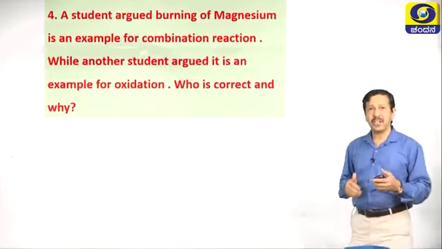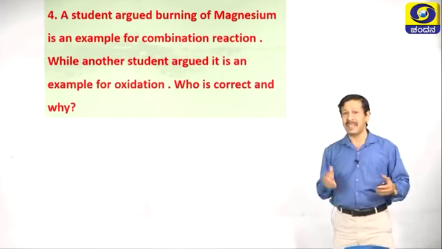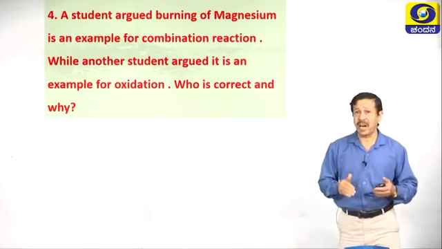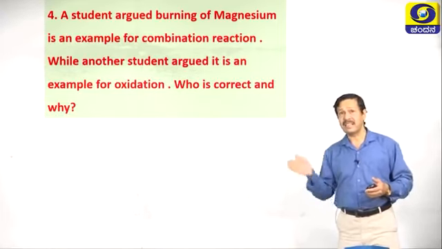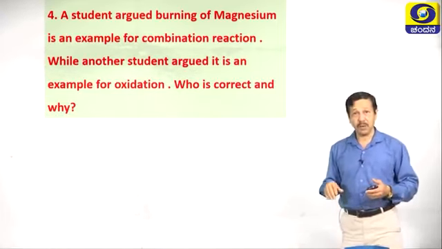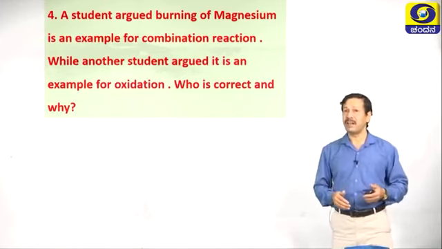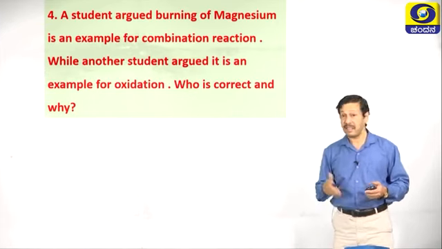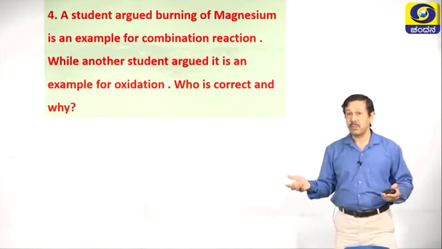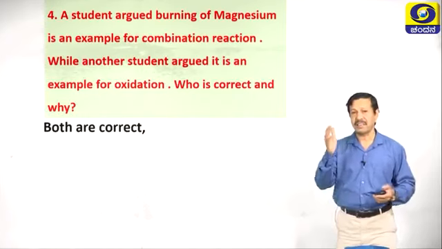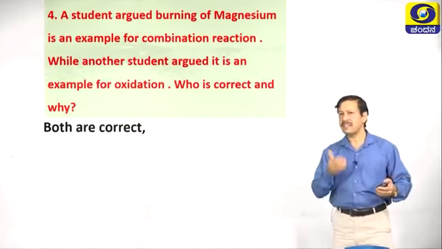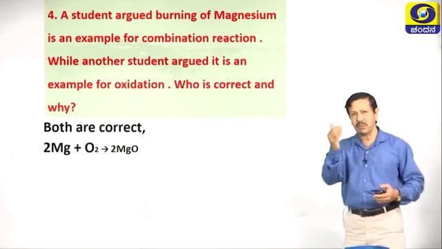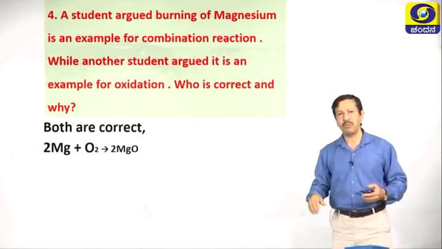Now, a student argued burning of magnesium is an example for combination reaction, while another student argued it is an example for oxidation. Who is correct and why? Or any other answer is there? Think. Yes. Now, both students are correct. How they are correct? Let us write the equation first. 2Mg plus O2 gives rise to 2MgO.